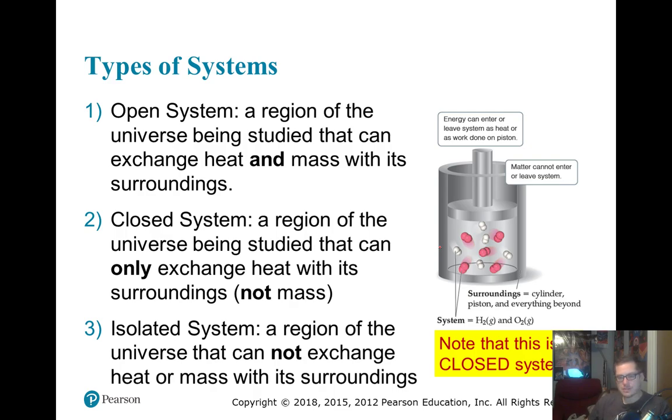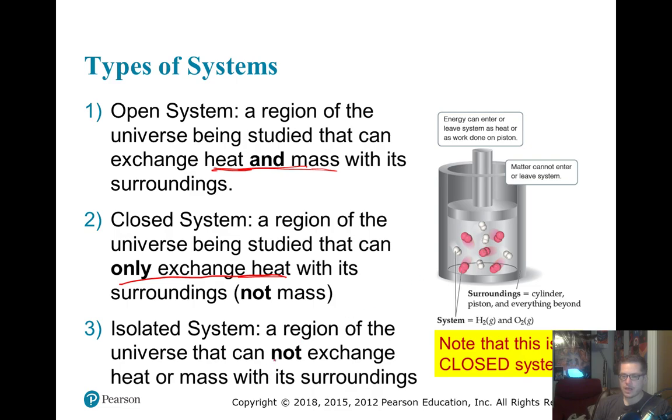All right, types of systems. We have three different main types of systems. We have the open system, a region of the universe being studied that can exchange heat and mass with the surroundings. Closed systems can only exchange heat, not mass. This example here, with the hydrogen and oxygen molecules, is a closed system because heat can go through the metal of the cylinder and the piston, but the oxygen and hydrogen are stuck inside of it.